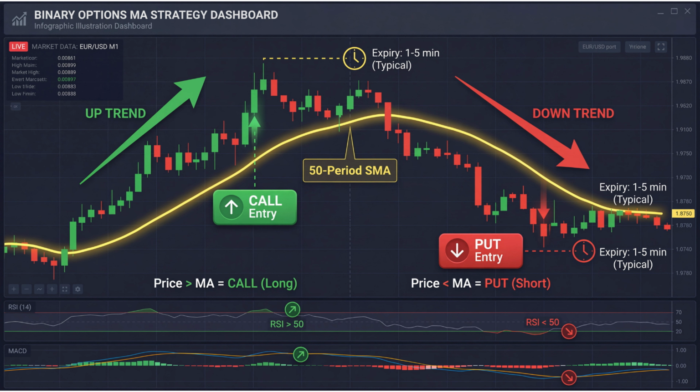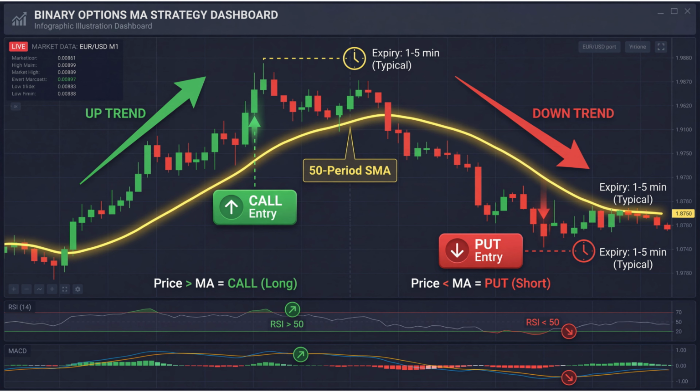A binary options moving average strategy using the Euro-USD 1-minute timeframe. The main tool in this strategy is the 50-period simple moving average, which helps identify the overall market direction. When price stays above the moving average, the market is considered to be in an uptrend, and the focus is only on call trades. A call entry is taken after price pulls back slightly and then continues moving upward, with a typical expiry time of 1 to 5 minutes.